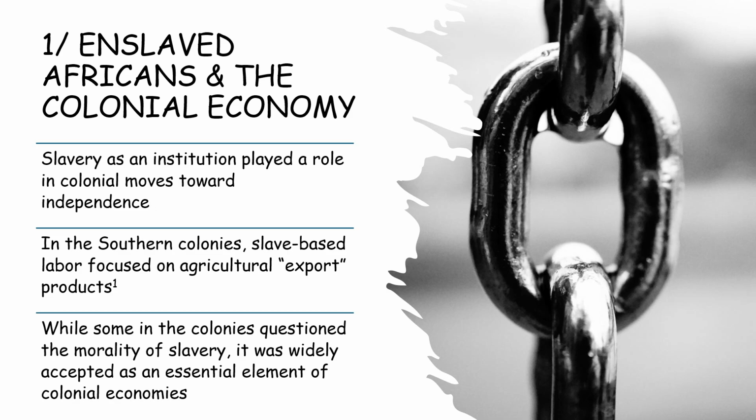So you also had the reality of slavery in this period. Slavery as an institution played an important role in colonial moves toward independence. In southern colonies, you basically had a slave-based economy focused on agricultural export products, among them, again, coffee, tobacco, sugar. A little bit later, after independence, the cotton gin would make the picking of cotton a major southern agricultural product that they would then sell to England and to France to feed into their textile mills.